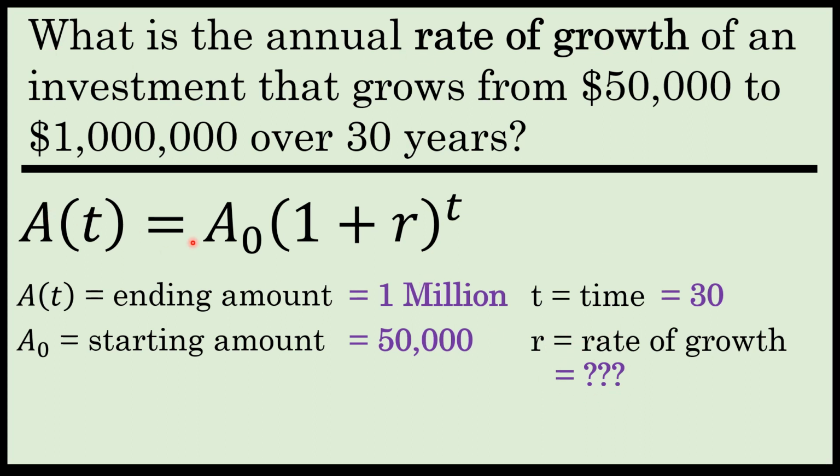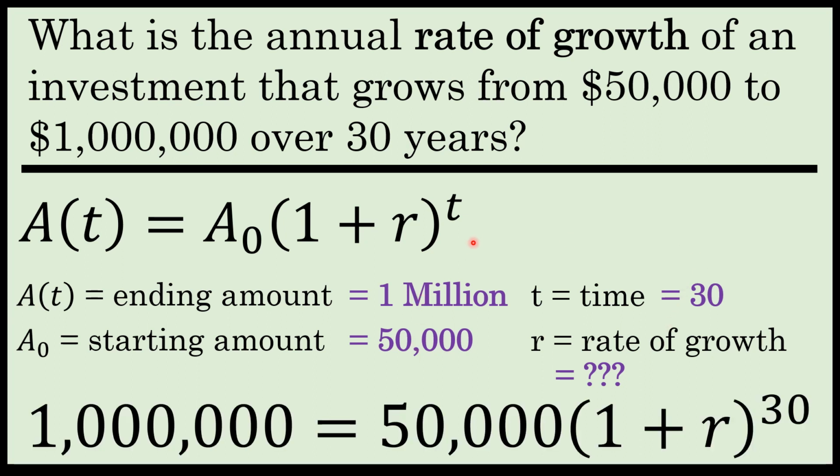We have a value for the other three variables in the formula. The only one missing is the rate of growth. Substituting these values into the compound interest formula gives us 1 million equals 50,000 times the quantity of 1 plus r to the power of 30. Again, this is an equation with one unknown, r. If we solve this equation for r, that will be the annual rate of growth for this investment.